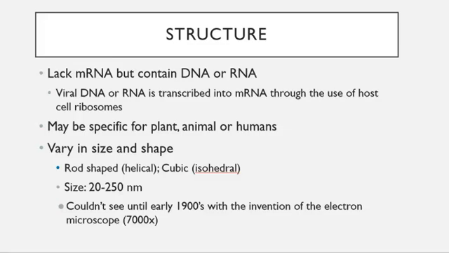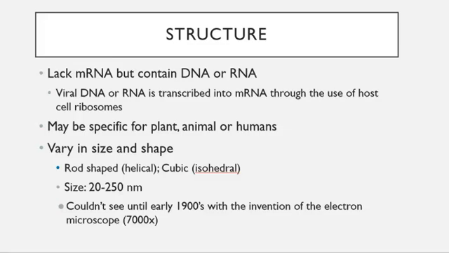Viruses lack mRNA, or messenger RNA, and messenger RNA is involved in protein synthesis, but viruses do contain DNA or RNA. Viral DNA and RNA is transcribed into messenger RNA through the use of the host cell ribosomes. And in the ribosomes, they undergo the process of combining amino acids to produce proteins. Viruses may be specific for plants, animals, or humans, meaning they're only going to affect certain species.